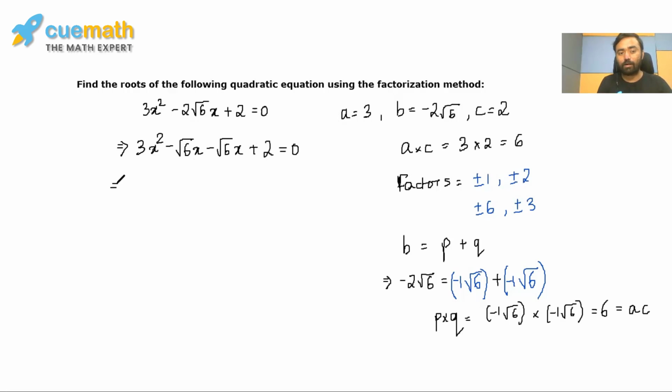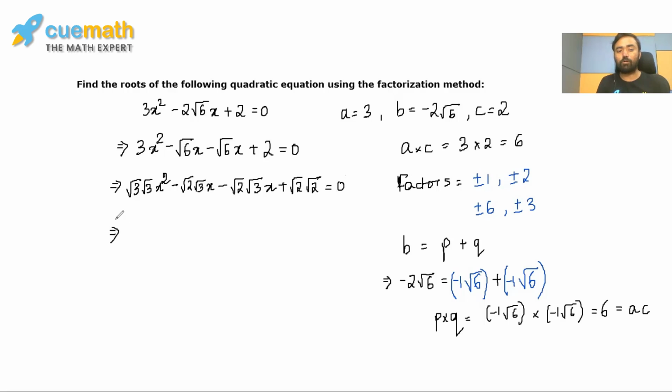So what we'll do is we'll write 3 as square root of 3 times square root of 3, x square, because we know that square root of 3 times square root of 3 is equal to 3. And if we write it like this, we'll get it in the irrational number form. Square root of 6 can be written as square root of 2 times square root of 3 times x, minus again square root of 6 is written as square root of 2 times square root of 3x, plus this 2 is going to be written as square root of 2 times square root of 2 is equal to 0.